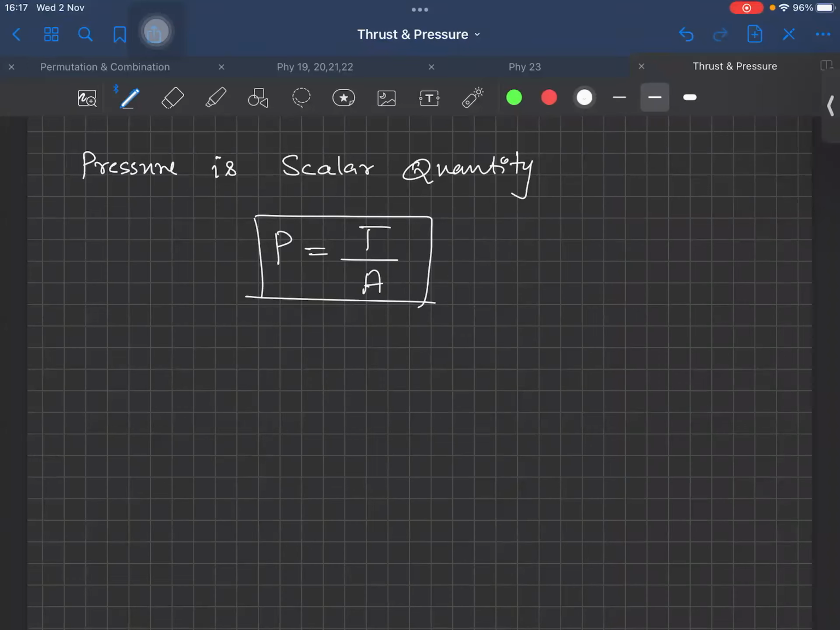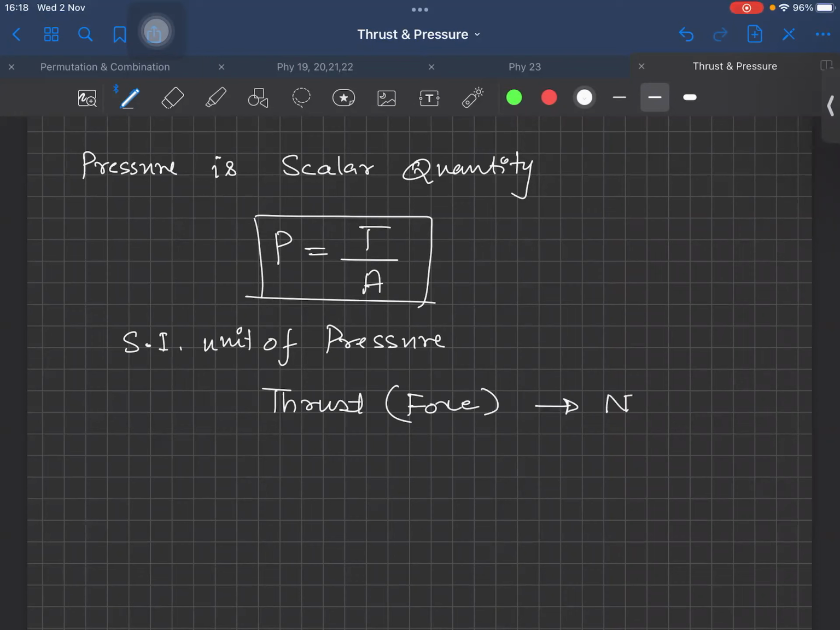Now, what's the unit? Okay, SI unit of pressure. Tell me. So, what is the SI unit of thrust? Newton, because thrust is force, right? So its SI unit will be Newton. Okay, and area, what's its SI unit? Meter square, right? So for pressure, this will be equal to Newton per meter square. That is also called Pascal, and we represent it by Pa.